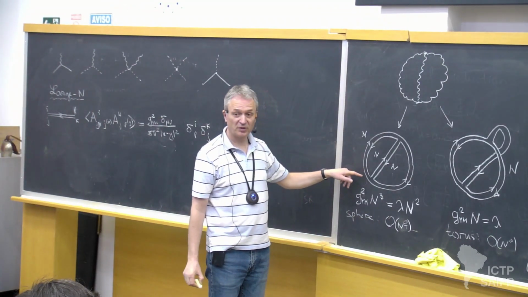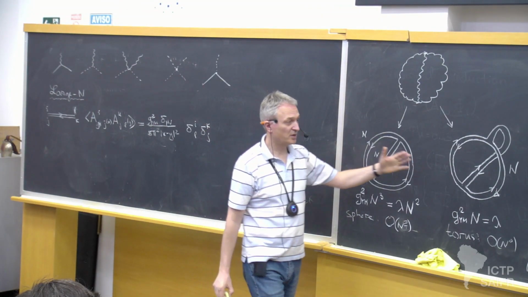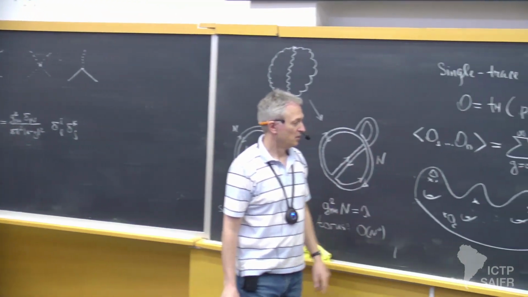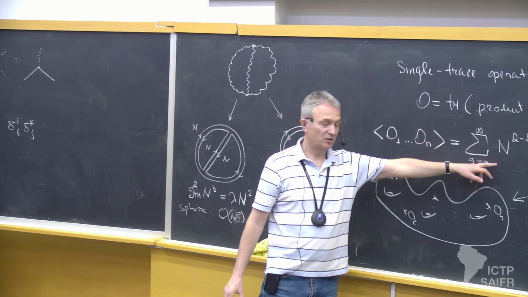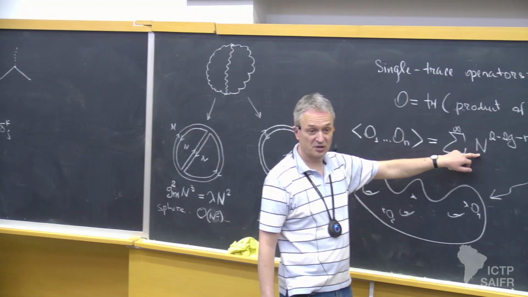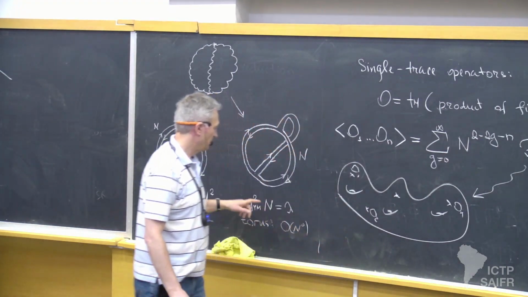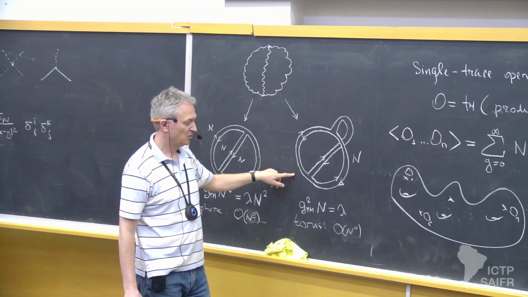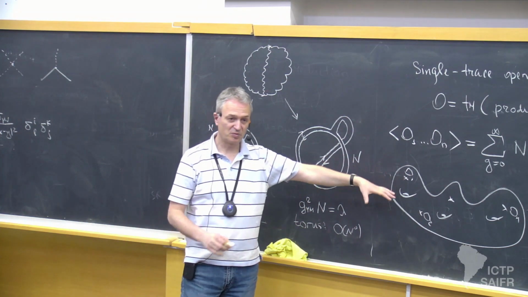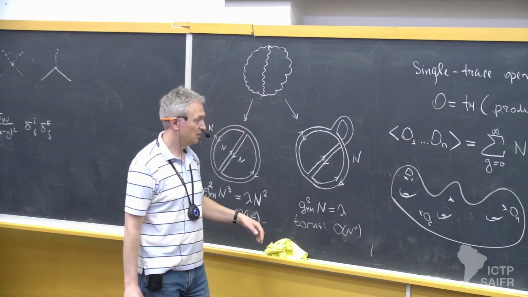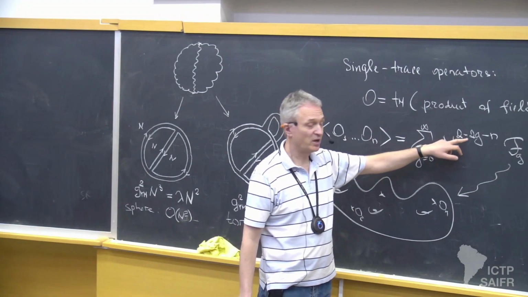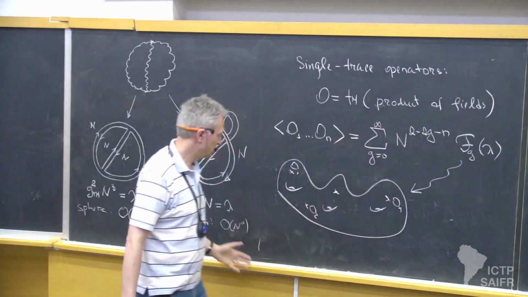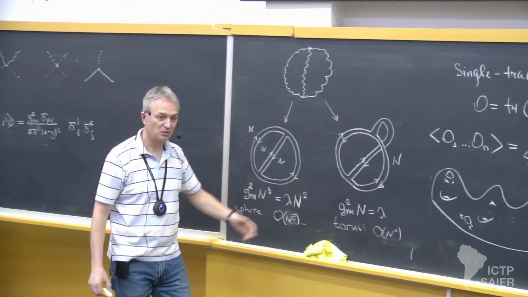So these are vacuum diagrams. No operators are inserted. One of them corresponds to g equals 0, so it scales as n squared. And the other is the correction for the torus, which is a surface with one handle. So it will be proportional to n to the power 2 minus 2, so it just scales as n to the 0.